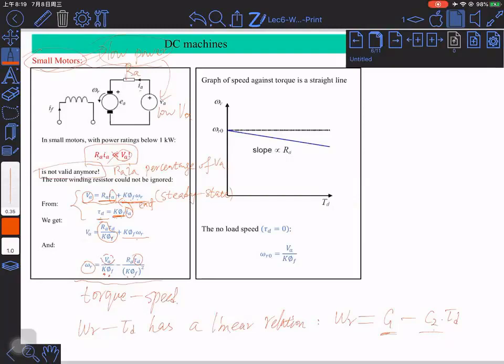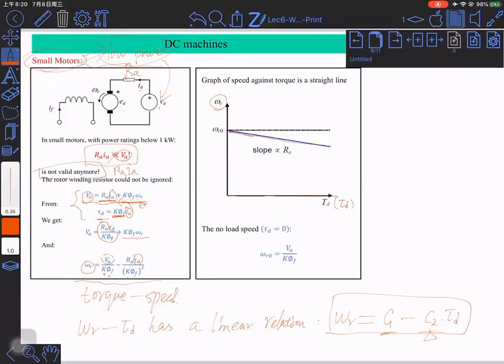So we will have a linear relationship, but this linear relationship has a negative slope here. So if you draw it out in the torque-speed plane, it's going to be something like this. The x-axis is the torque, which is just tau d in our previous equation. The y-axis is the rotor speed. And since we have a negative slope line here, it's going to be something like the blue line here.